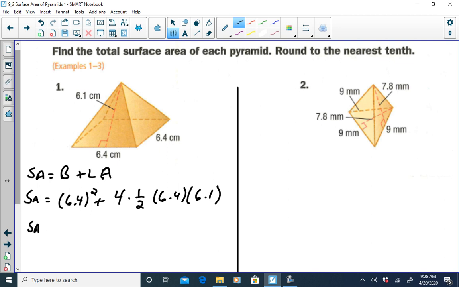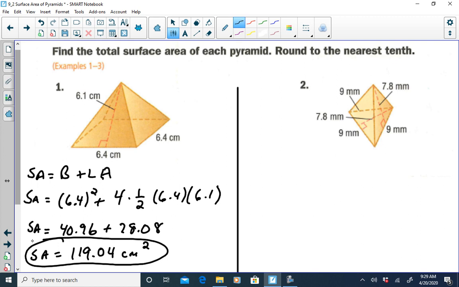So the surface area is going to be equal to, that's what, 40.96 for the 6.4 squared plus the 4 times 1/2 times 6.4 times the 6.1. That's going to be 78.08. So we add that together and our surface area is going to be 119.04 square centimeters. All right, let's circle that. All right, and we will continue.